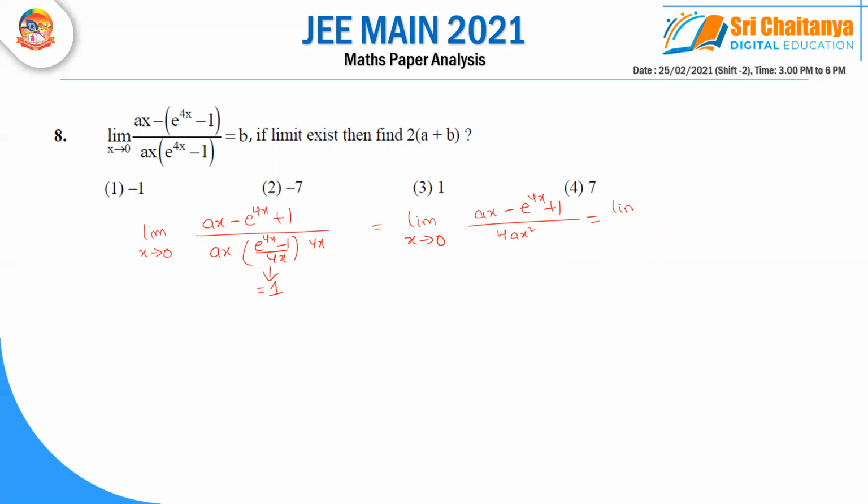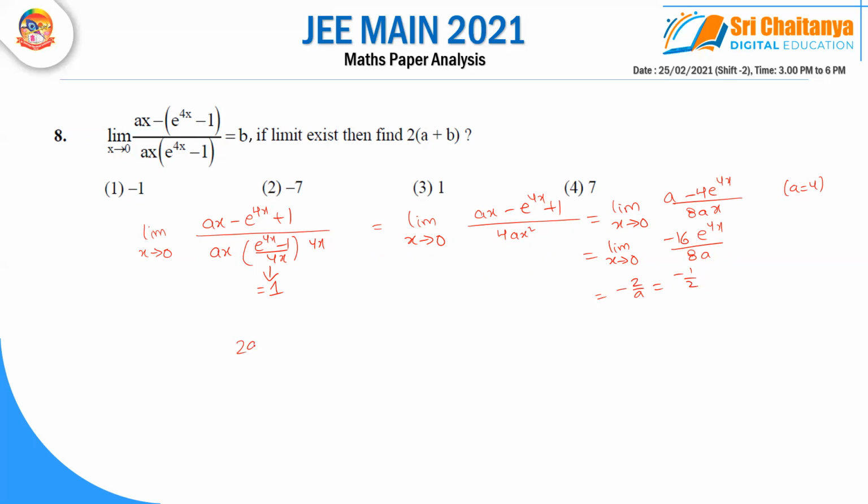So what will I get? Limit x tends to 0. I'm just differentiating: (a minus 4 e power 4x) divided by 8ax. One more differentiation, limit x tends to 0. Here you can see one thing: this should be of the type 0 by 0. That means the value of a is 4. So with one more differentiation, I will be getting minus 16 e power 4x divided by 8a. So this will become minus 2 by a, nothing but minus 1 by 2.